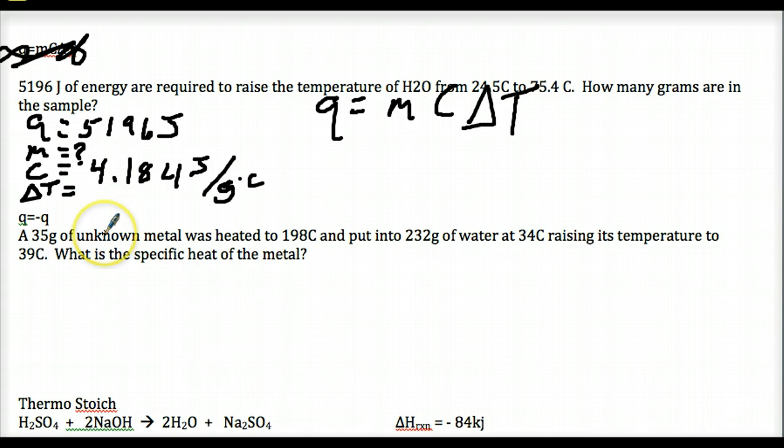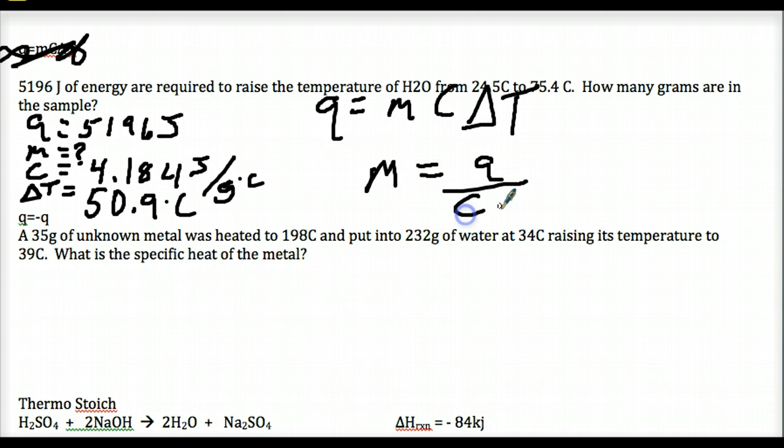For the change in temperature, we just have to subtract. I have 75.4, the final, minus the initial, 24.5. I get 50.9 degrees Celsius. Basically, it's just a plug and check. If it were me, I would solve for the variable first. Mass equals Q over C delta T. Of course, you could do it the other way by putting values in and then isolating the M. That's perfectly legitimate.